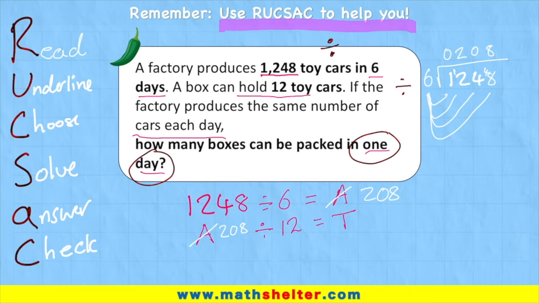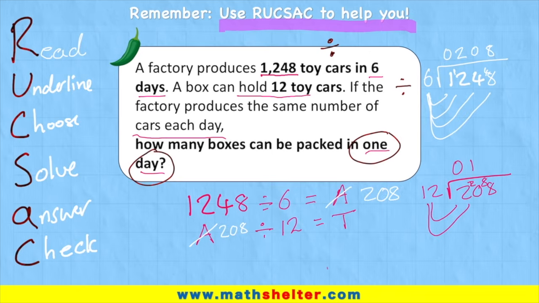So that's how many cars are produced in a day, but we need to know how many boxes that will be, and each box is 12 cars. So my final question is 208 divided by 12. Well, how many 12s are there in 2? Can't do that. Carry the 2 across. How many 12s in 20? 1 with 8 left over. And my last part says how many 12s are there in 88?